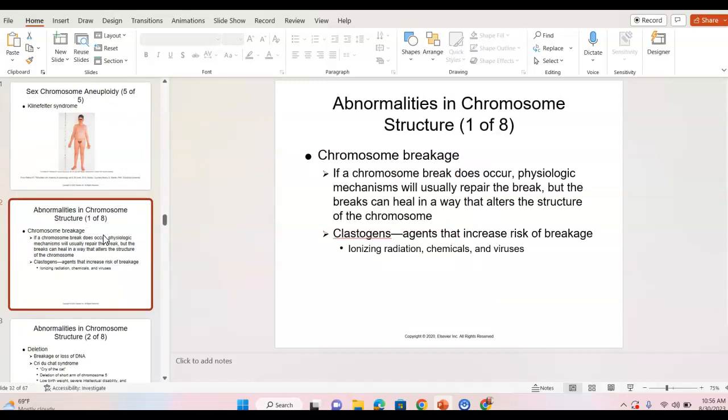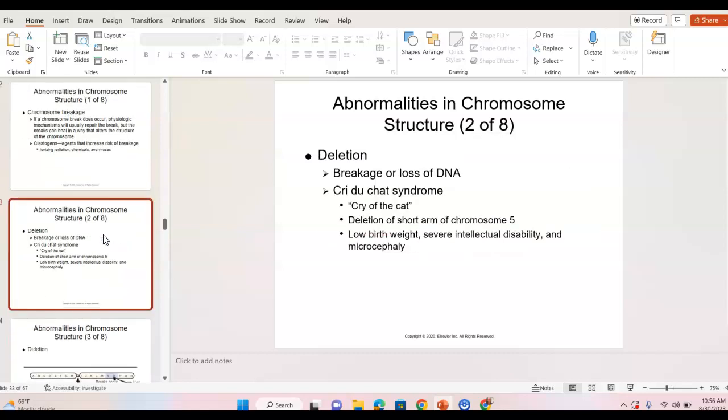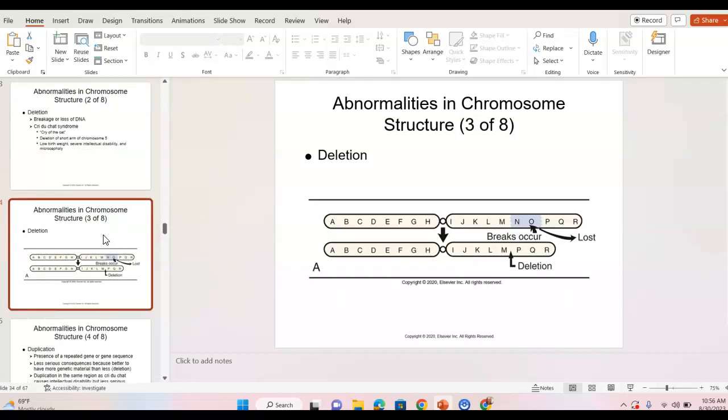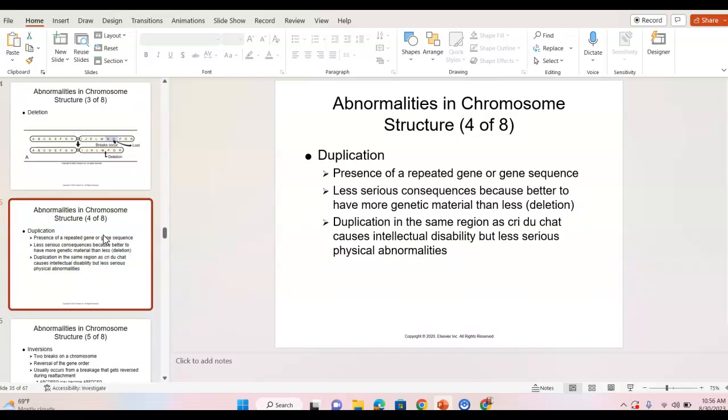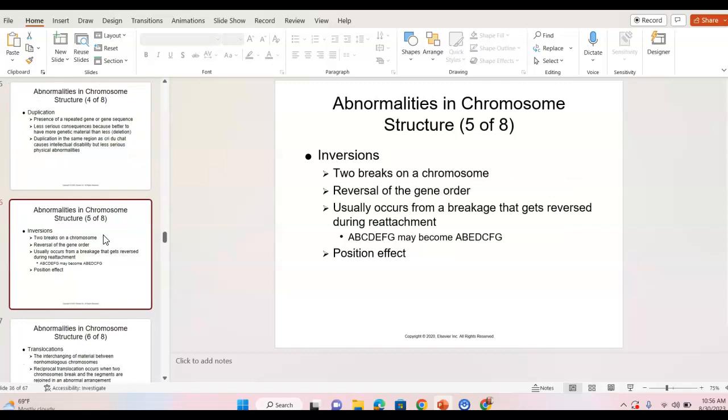Abnormalities, if it breaks, we can repair it in a way that may also alter that structure. So clastogens, agents that increase the ability of that happening. Okay. Cri du chat, cry of the cat. It deletes the short arm of chromosome 5. Once again, you can read through those descriptions there. Shows you where that breakage happens and that deletion happens. And also have duplication. Okay. I'm kind of going through this because it's all pretty straightforward. But of course, if you have questions, let me know.